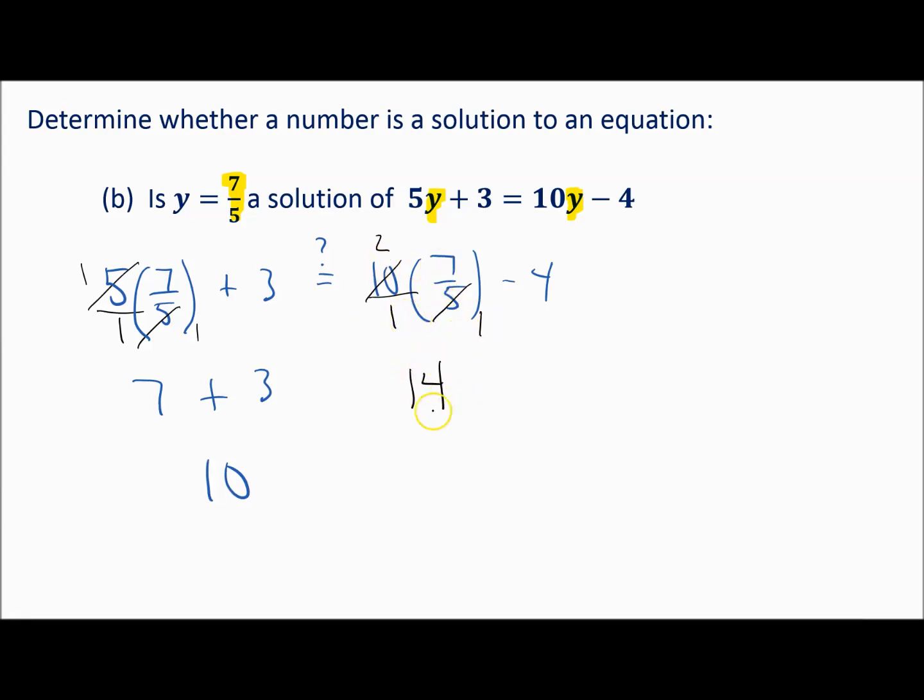That would be over 1, so I need to write the 1 in the denominator, bring down the minus 4, and 14 minus 4 is 10. So it turns out that each side is equal when you plug in 7/5. So what does that mean? That means y equals 7/5 is a solution.